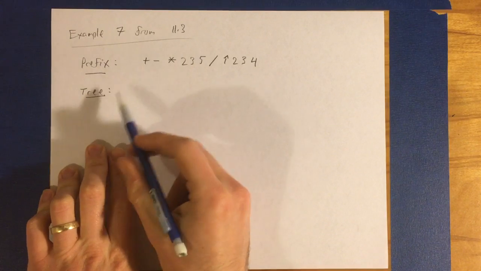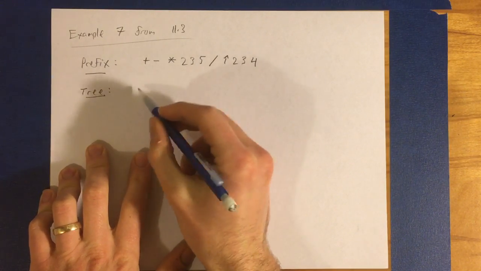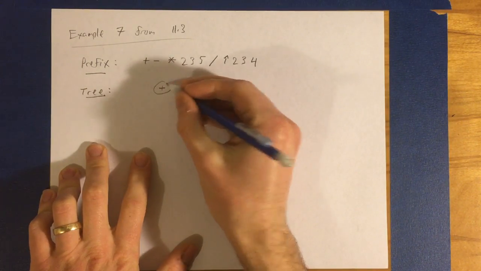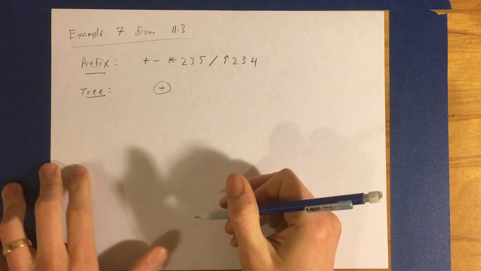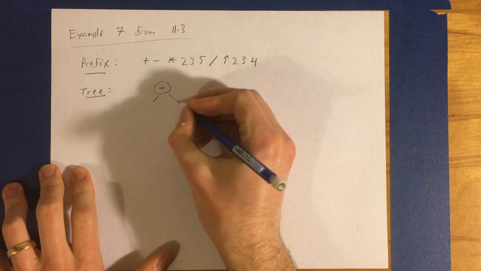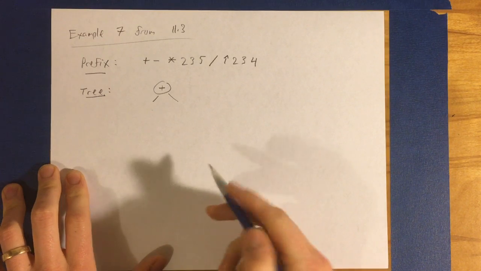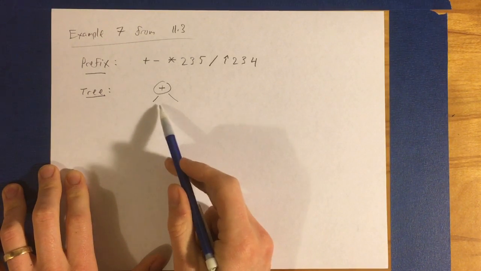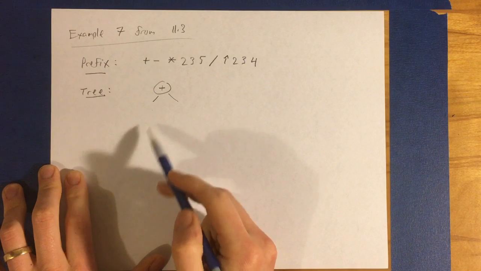So I'll show you how we can build this. I'm going to start my tree with the plus operation. Now the plus operation is a binary operation. It needs two inputs. And it's ordered, so I'm going to go input on the left followed by input on the right.